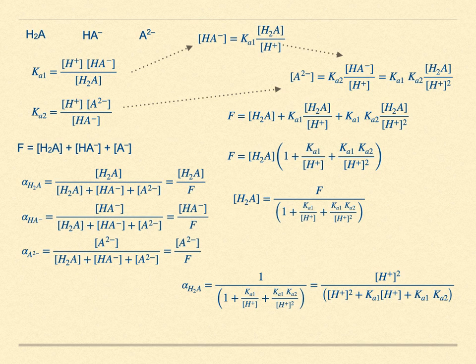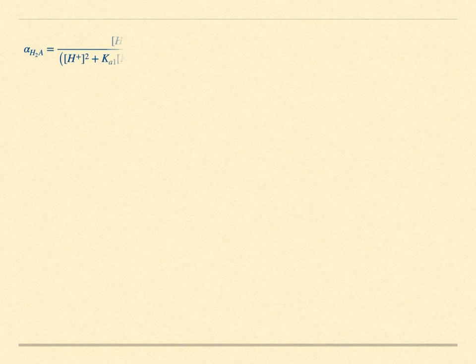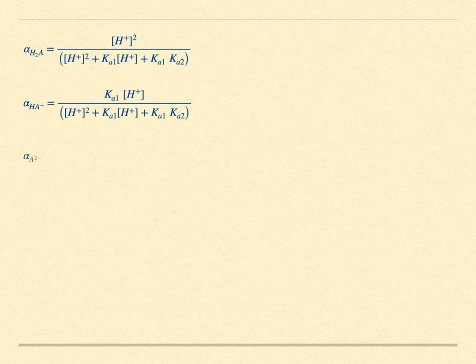We can do something similar for the other two species. Without working through the math, here are the results. Take some time to look at the structure of these equations. Can you see the symmetry involved? Again, notice how the formal concentration has canceled out. The equations only depend upon the hydronium ion concentration and the acid dissociation constants. Compare them with the monoprotic equations we looked at before.